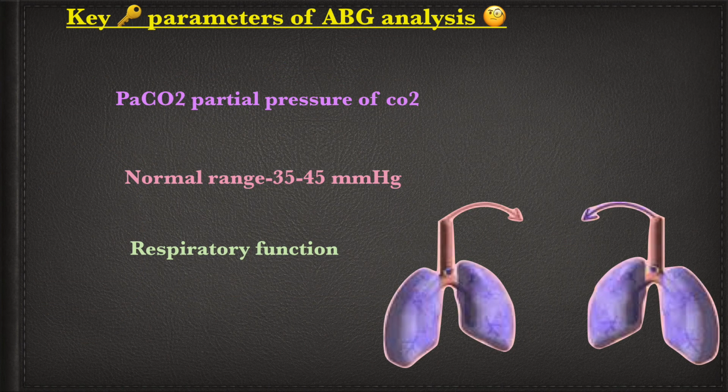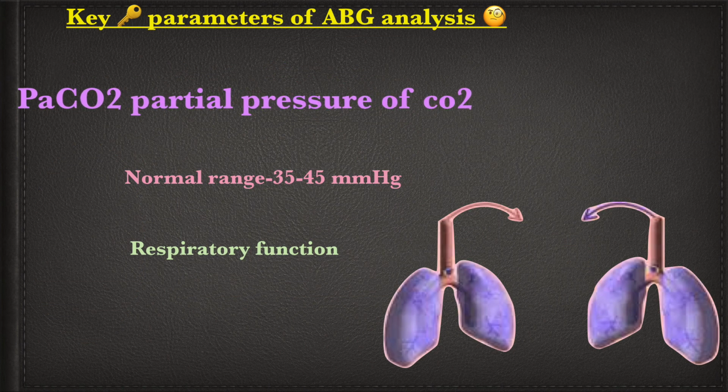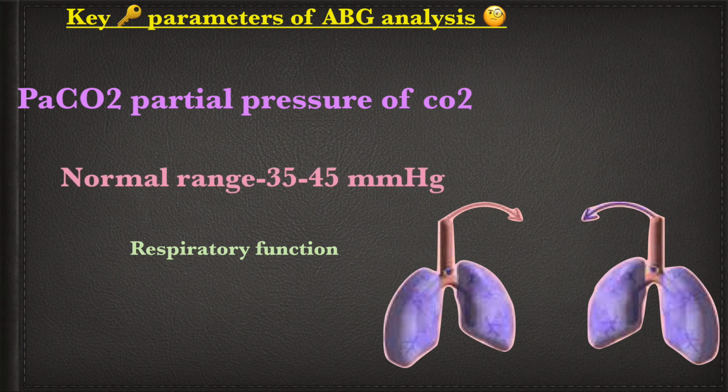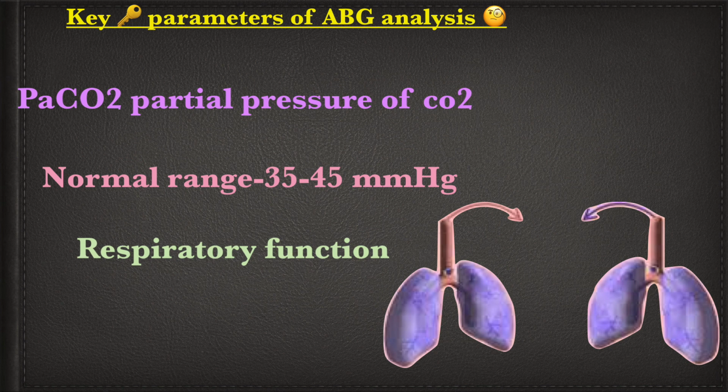Next parameter is partial pressure of carbon dioxide. The normal range is 35 to 45 mm mercury. It helps to assess the respiratory function. How? It reflects how well the lungs are ventilating or removing carbon dioxide. Partial pressure of carbon dioxide is the pressure exerted by the dissolved carbon dioxide in arterial blood, where CO2 is a byproduct of metabolism which is eliminated through lungs during exhalation.